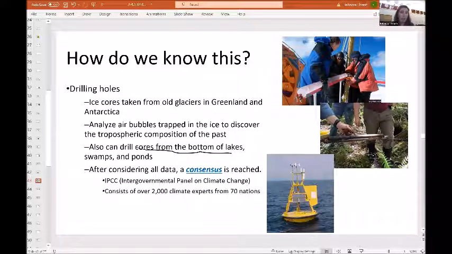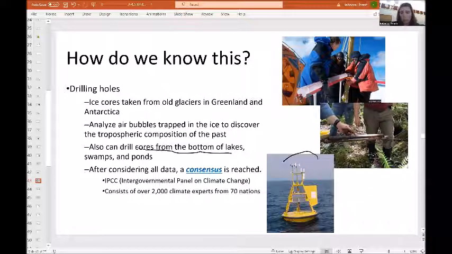After you look at all the data on historic temperatures or where glaciers were, versus the amount of atmospheric CO2 or methane, then we can come up with a consensus as to what trends actually influence climate change. This is not just one or two folks, right? This is a consensus reached by over 2,000 climate experts around the world that make up an organization called the IPCC, or Intergovernmental Panel on Climate Change.